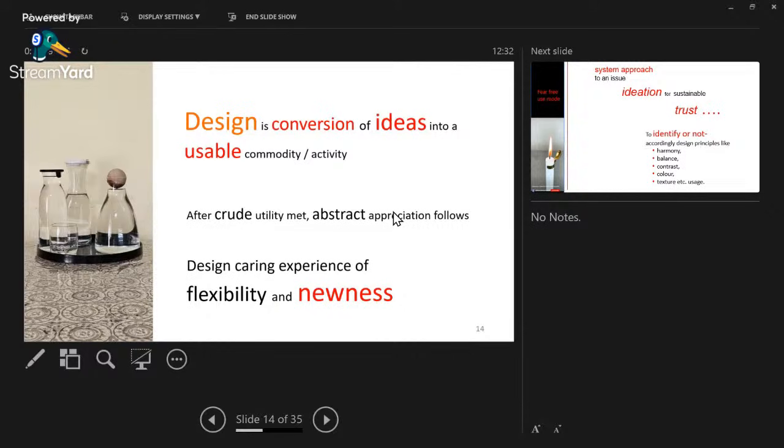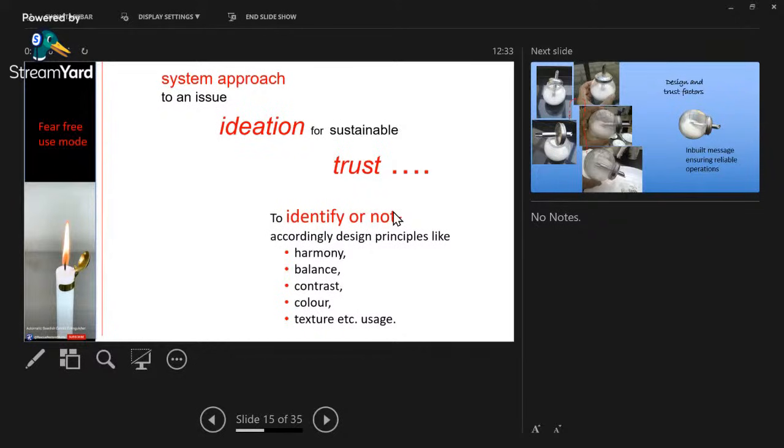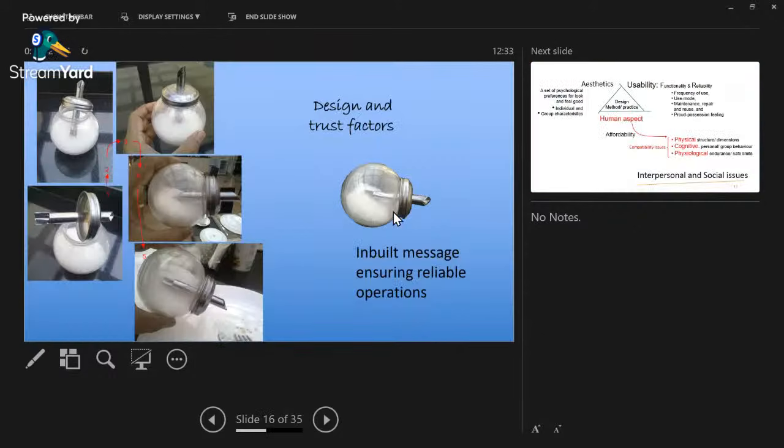Then do we need to discard this design, this form? We can say no, but consider something else that can be added. Now the systems approach, the design and ideation: whether it has to identify or not. When someone is giving a lecture from this dais, he is not identifying any people sitting here. But if I need to identify something for my action, then it should have harmony. So according to design principles like harmony, balance, contrast, color, and texture, we need to consider this. One example I can give you is design and trust factors.